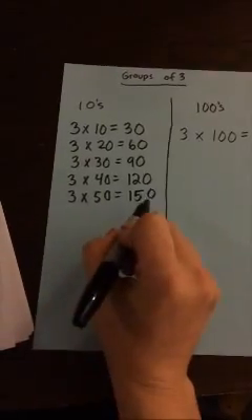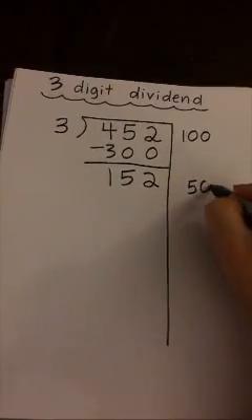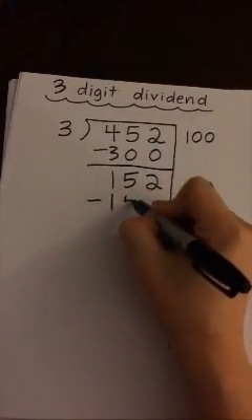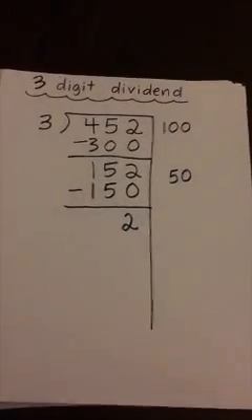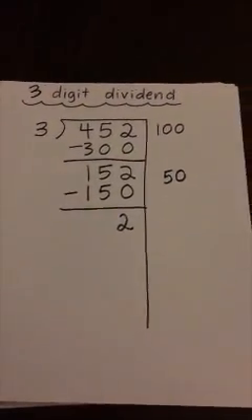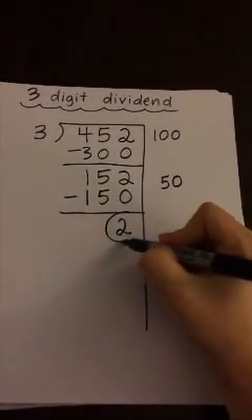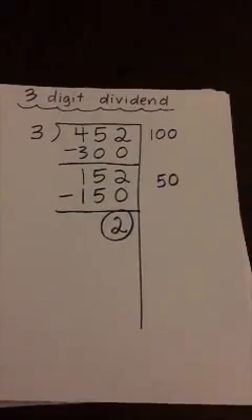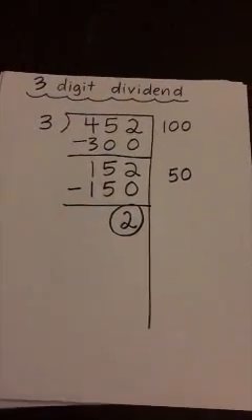So on my list over here, I have 3 times 50 equals 150. I think that's a good one for me to go with. So now I'm going to write 50 groups off to the side, subtract 150 because that's 50 times 3, and I'm left with 2. At this point, some people don't really know what to do. We talked about in class that if you have a remainder, it's time to stop because it's less than your divisor. So always keep looking back at your divisor.